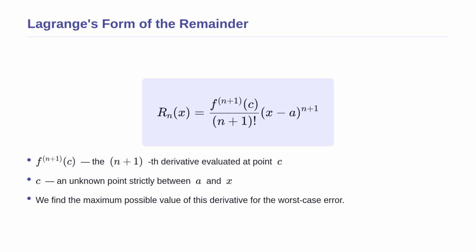This brings us to the most widely used error formula, Lagrange's form of the remainder. Notice how it looks exactly like the next term in the Taylor polynomial sequence? However, there is one crucial difference. Instead of evaluating the derivative at our known center point A, we evaluate the n plus 1th derivative at some mysterious unknown point, C. This point C is guaranteed to exist somewhere strictly between our starting point A and our target point X. Because we do not know exactly where C is, we find the maximum possible value of this derivative to determine the absolute biggest mistake our approximation could make.